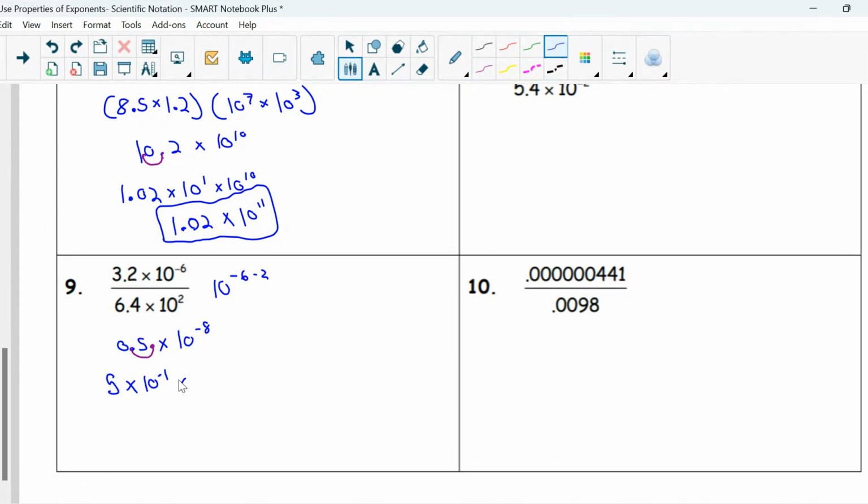Now I'll drop down my 10 to the -8th power, and then I just need to simplify my tens here. So I've got 5 times, add my exponents, 10 to the -9th power. And there we go. All right, so scientific notation, it's one of those things. It can be quite confusing right away. Looks like there's a lot going on, but with practice, it is very doable.